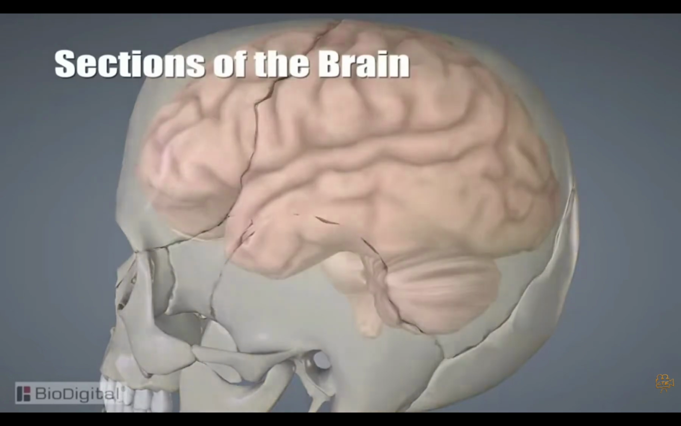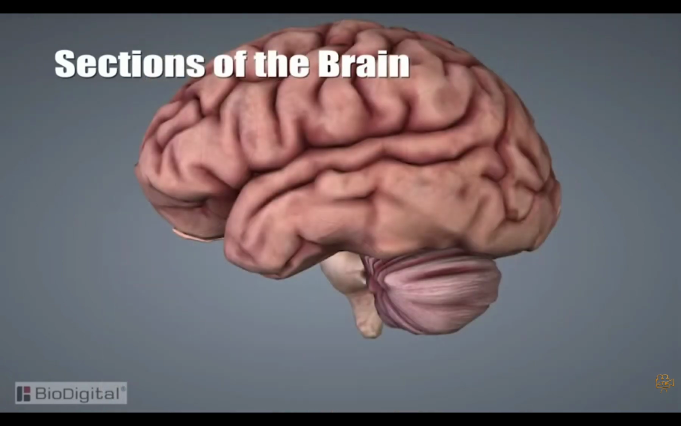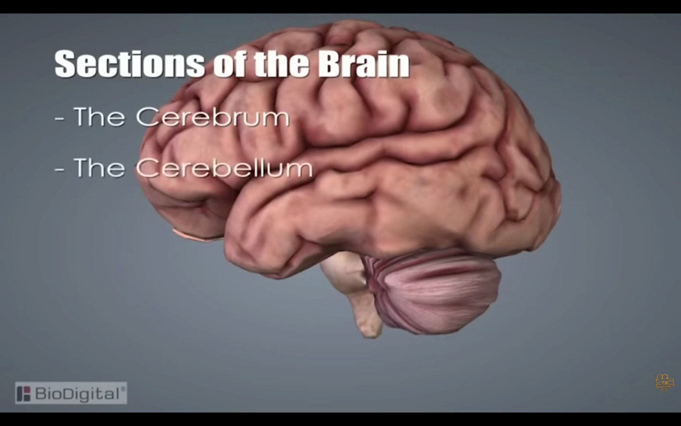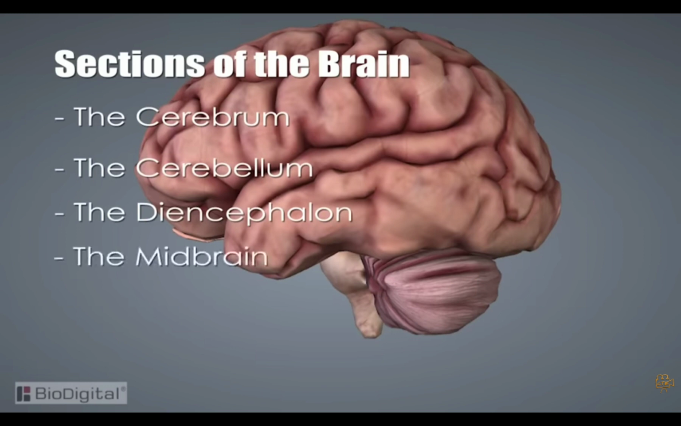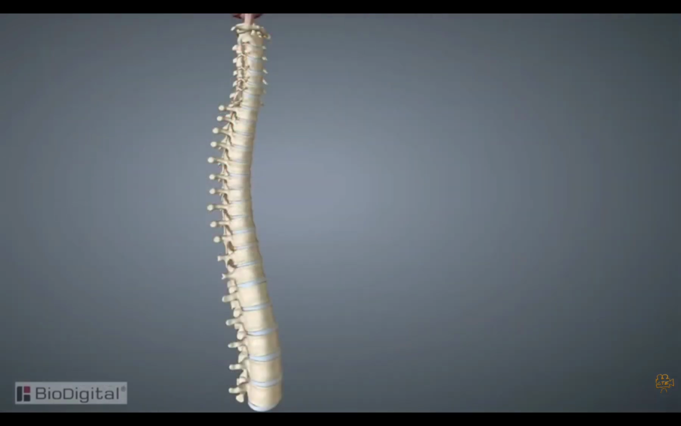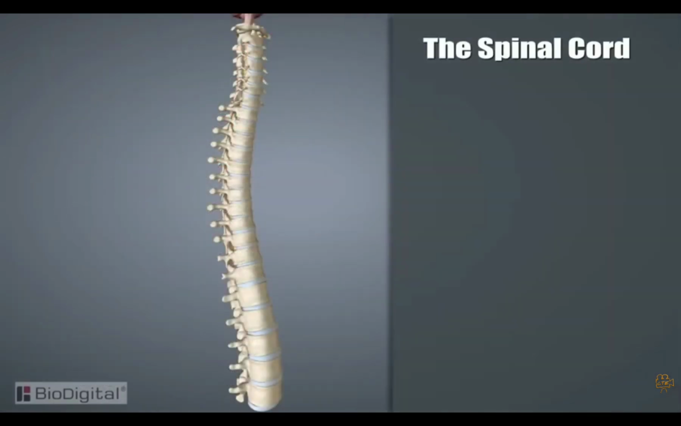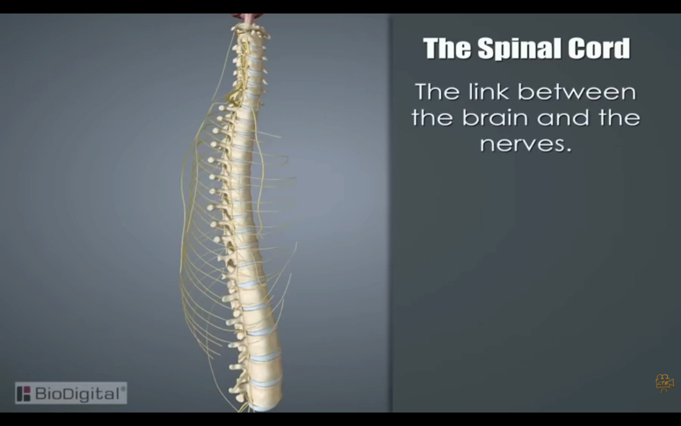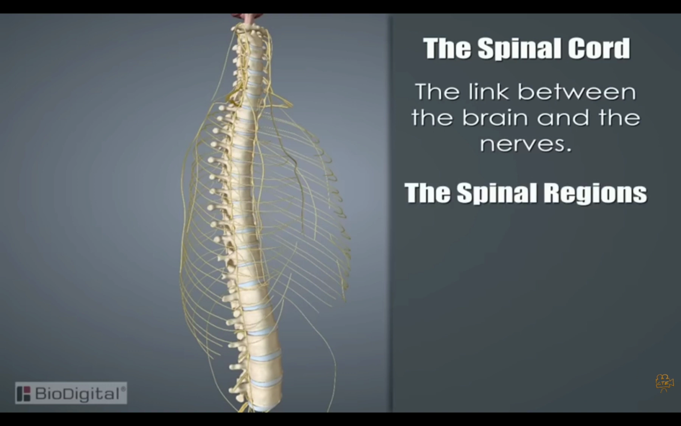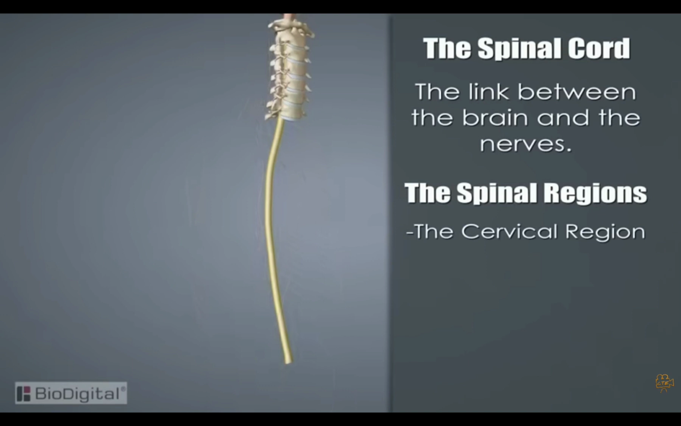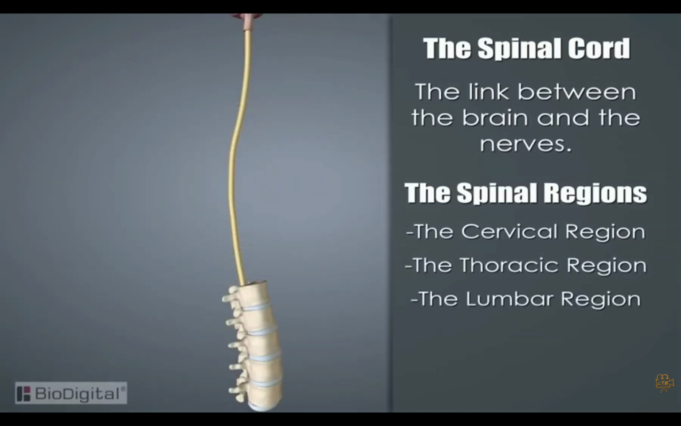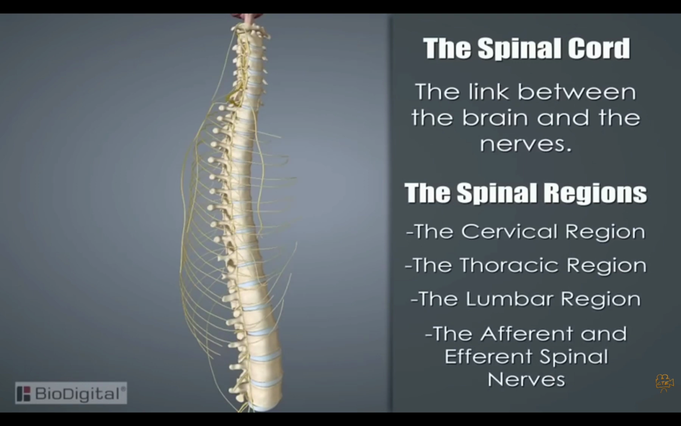The brain is found within the skull or cranium, and it is made up of 6 main sections. These 6 sections are the cerebrum, cerebellum, diencephalon, the midbrain, pons, and the medulla oblongata. The other half of the central nervous system is the spinal cord, and the spinal cord is the link between the brain and the nerves and the rest of your body. The spinal cord is divided into 4 different regions: the cervical, thoracic, lumbar, and afferent and efferent spinal nerves, which merge to form the peripheral nerves.